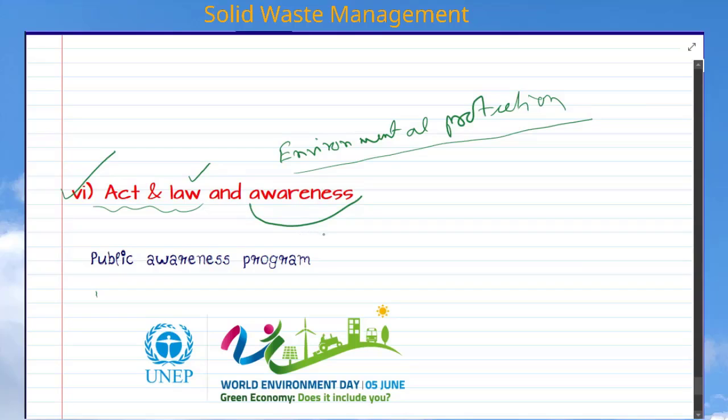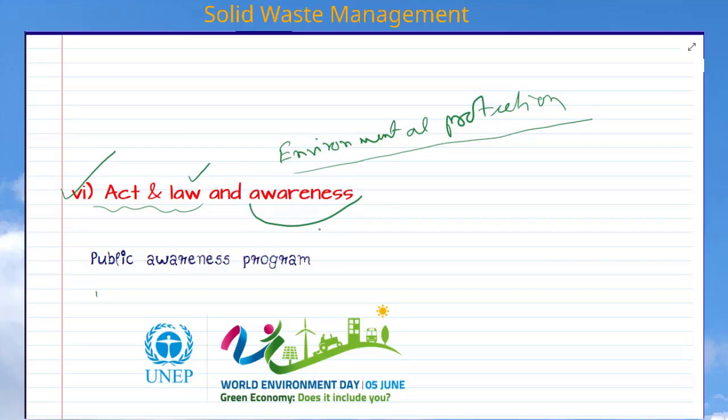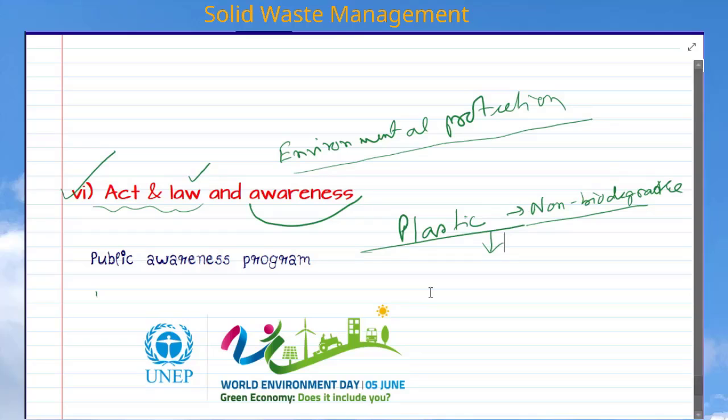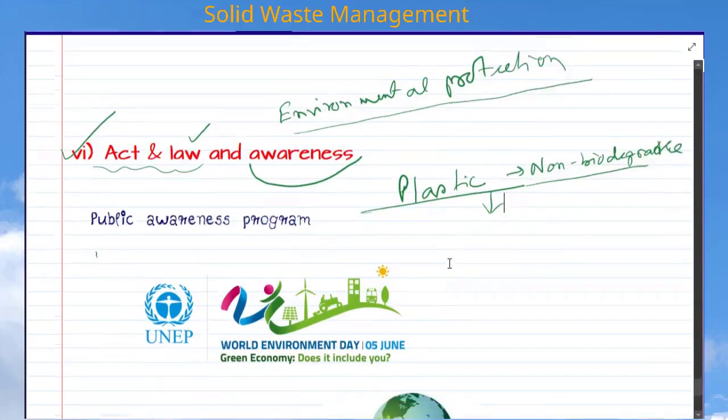Awareness among the public against the bad effects of solid waste, and say banning of plastic. Plastic is very bad, non-biodegradable. So in the case of plastic, we can create public awareness among the general public so that the use of plastic can be reduced, and those plastics can be reused at every level, at the domestic level, or it may be at the commercial level also.